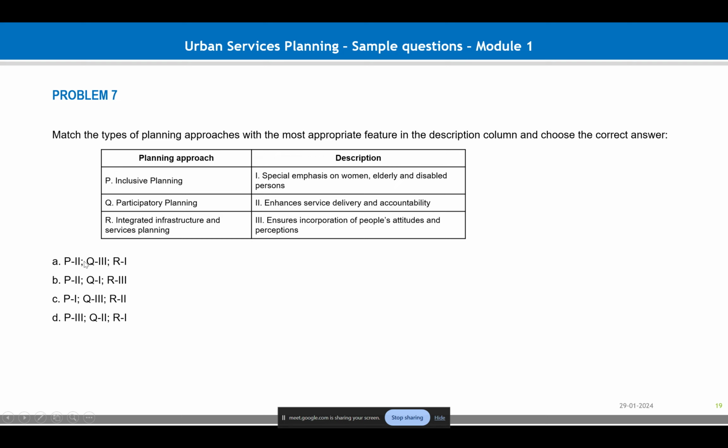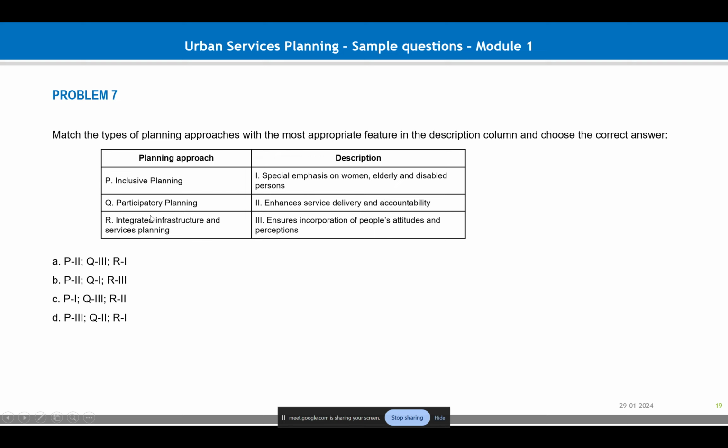Wow, you worked it out. Okay, great. So let's go. P, inclusive planning. Which is that? Special emphasis on women, elderly, and disabled persons. Yeah, correct. So inclusive planning involves special emphasis on the backward sections or people who are not usually included. Here, the statement is given as women, elderly, disabled, but it covers other backward sections also.